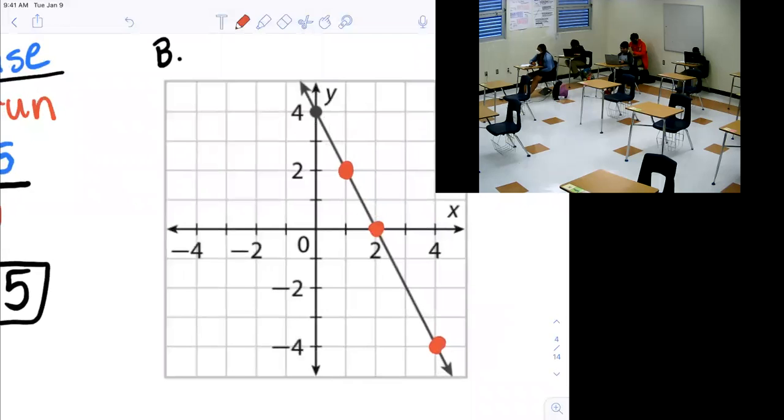So there's actually one more that I haven't labeled yet. Can anyone see it? Can anyone tell me what it is? 3, negative 2. Yeah, 3, negative 2 right there. So when I say find a point, I mean find a point that's perfectly on the grid, okay? So that's what I was doing there.